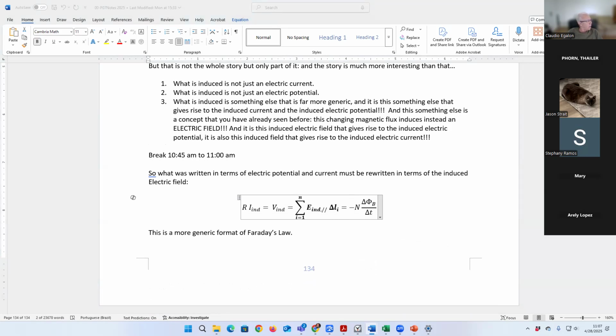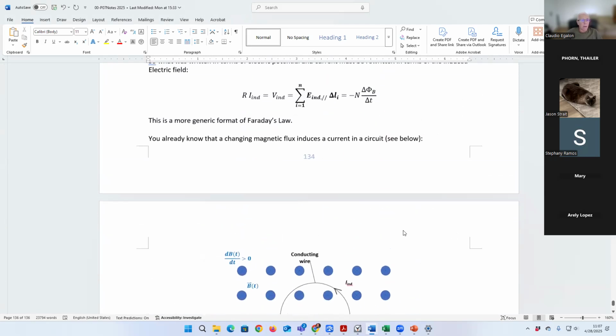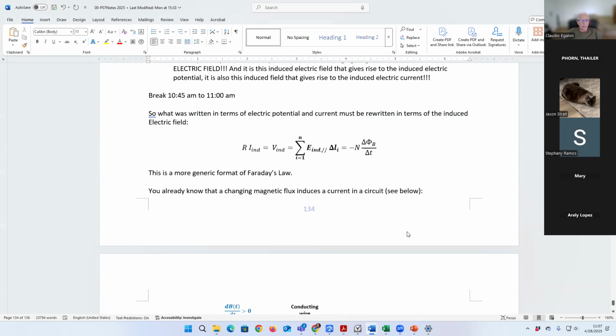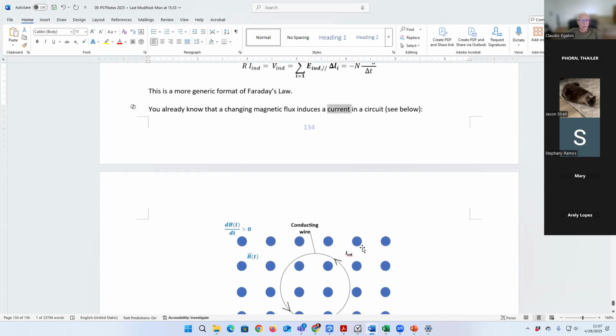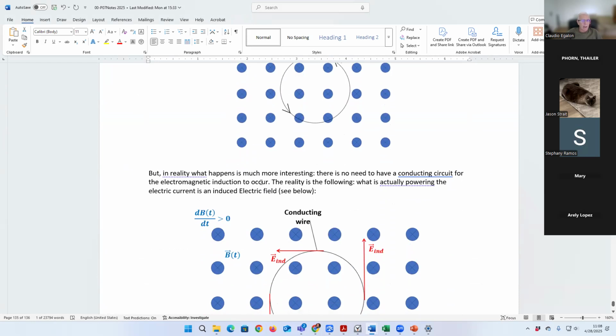So here you go. I'm going to copy and paste some of those drawings that you saw, not every one, okay? So you have a pictorial idea of what is happening. You already know that changing magnetic flux induces a current in a circuit. Here you go, conducting wire. But in reality, what actually happens is much more interesting. There is no need to have a conducting wire for electromagnetic induction to occur.